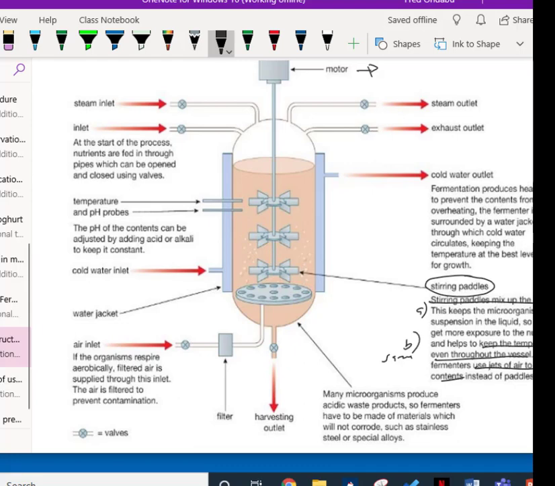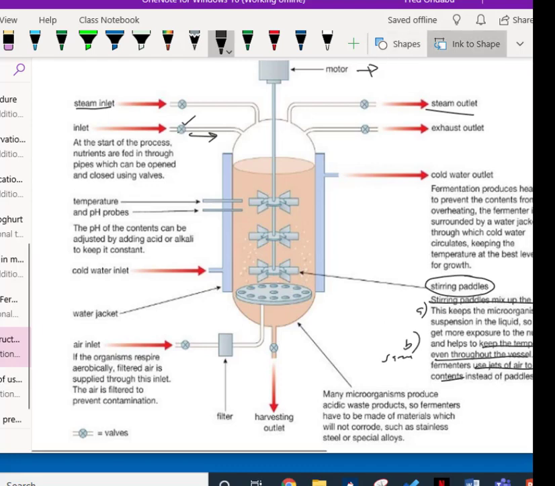Then we have the steam inlet. This brings in steam to keep the vessel sterile, especially when we are carrying out sterilization. This is the steam outlet to remove the steam once it has come in during sterilization, especially after a fermentation process. Then at the beginning of the fermentation process, all the nutrients are fed through these inlet pipes, and they contain valves so that they can control the substances that come in and out.